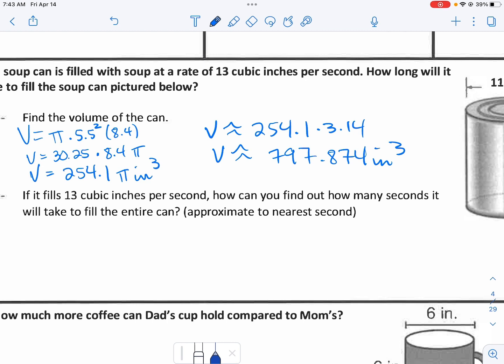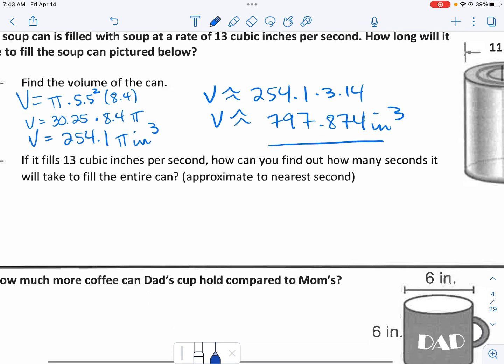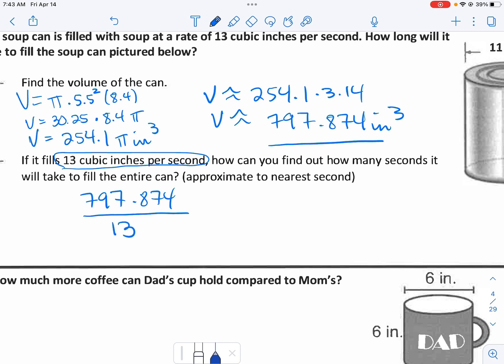So this is how much we have, and this is how fast it fills up. Okay, so we're going to take 797.874 and we're going to divide that by 13. And when I do that, I get approximately 61.4. To the nearest second, sorry, well, the 0.4 rounds down, so that's going to be approximately 61 seconds. Okay.